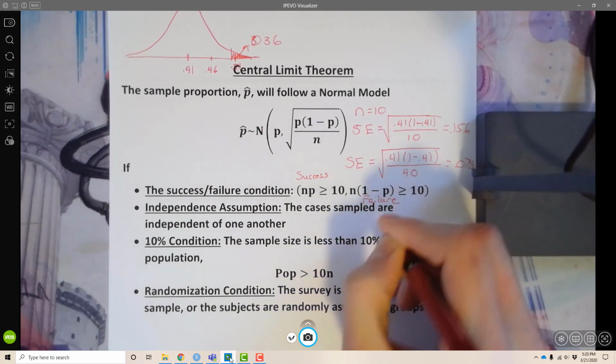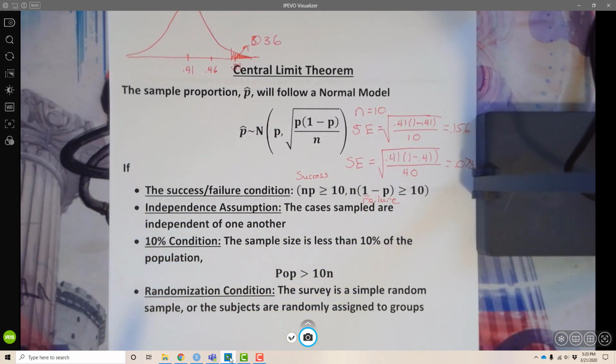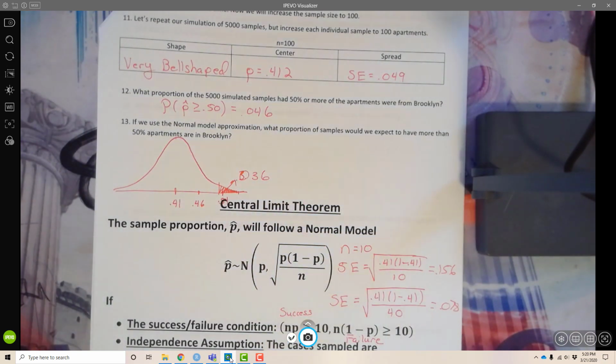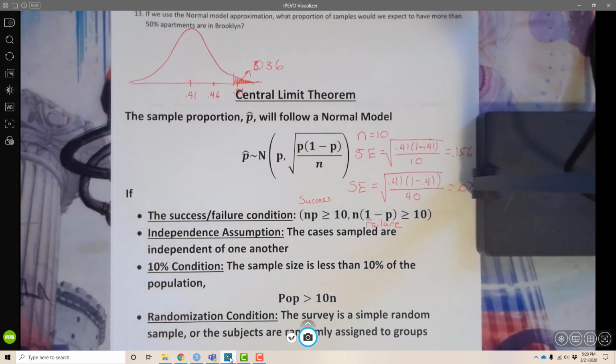And in order for the normal approximation to be close, in order for these two to give us similar results, we need to expect at least 10 successes and 10 failures. We need both of them to be greater than or equal to 10, which in our sample size of 10, we didn't make it. We had 4 and 6, both of which are less than 10.